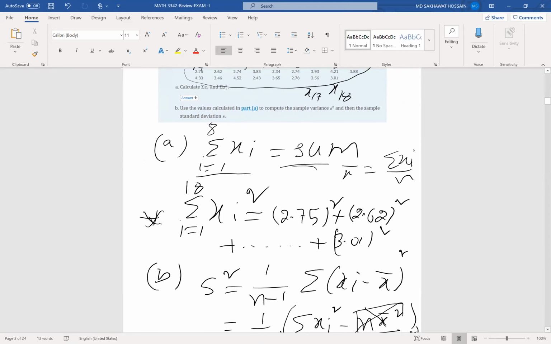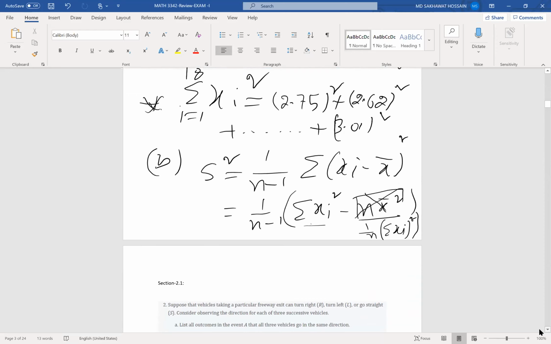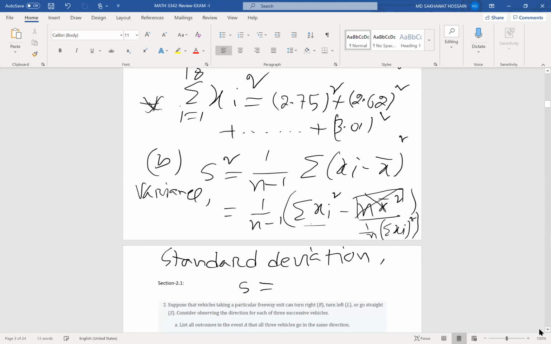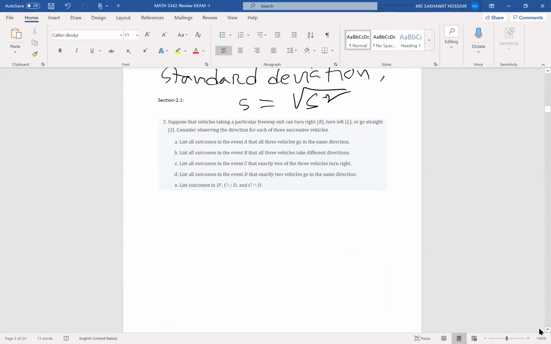And to calculate the sample standard deviation, you will just take the square root of the sample variance. So this is our variance, and the standard deviation s is the square root of s square. You take the square root of the sample variance and you get the sample standard deviation.